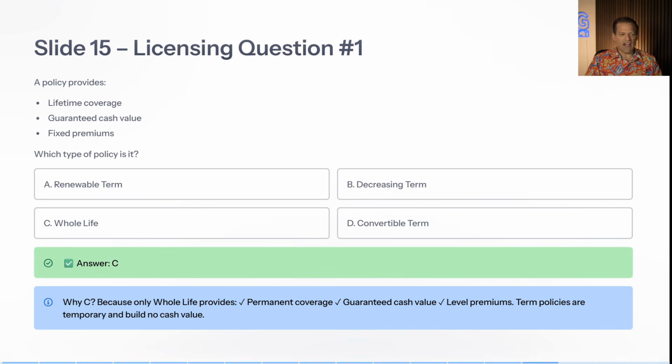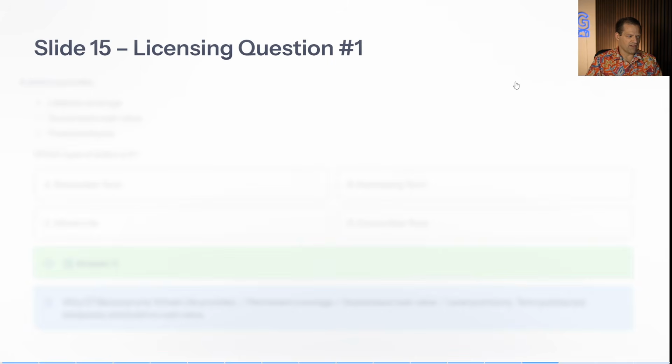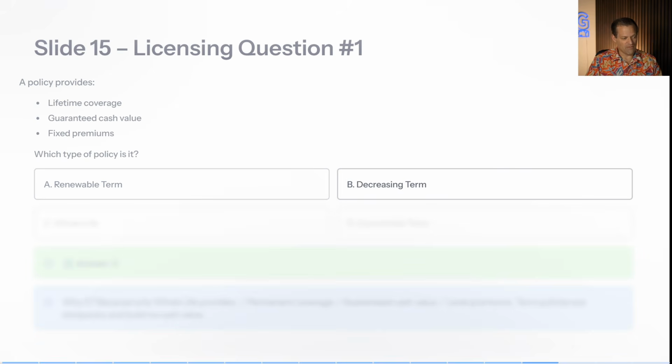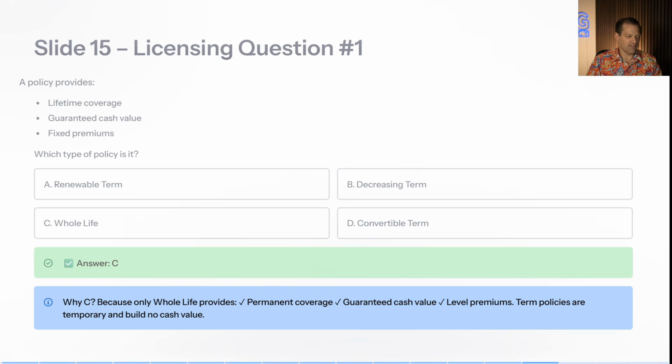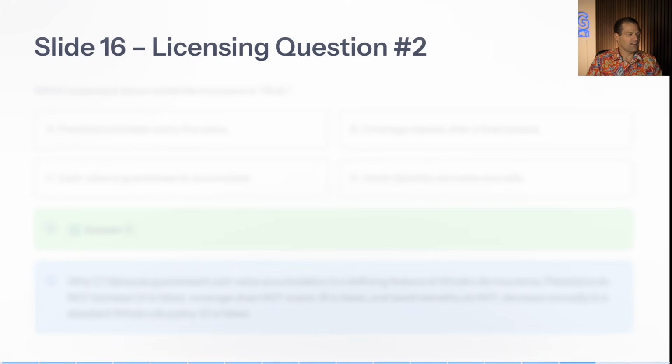So let's do some licensing questions. Before we get into this a little further, let me put the spotlight on here so you don't see the answer. Okay, a policy that provides lifetime coverage, guaranteed cash value, fixed premiums. Which policy is it? You should know that. I mean, come on, what section are we in? Is it renewable term, decreasing term, whole life, or convertible term at C? It's whole life. It's everything we've been talking about, okay?